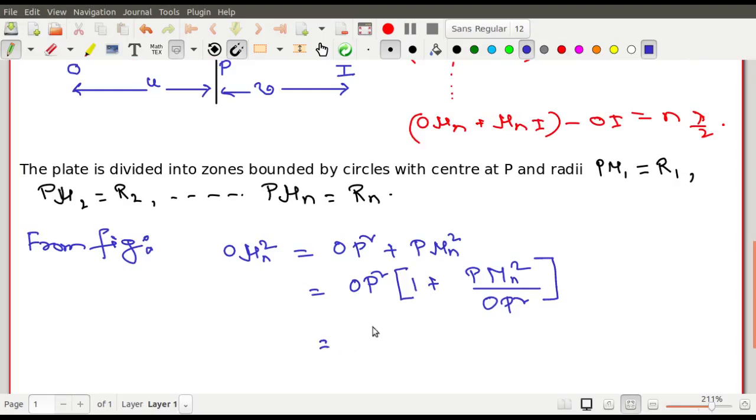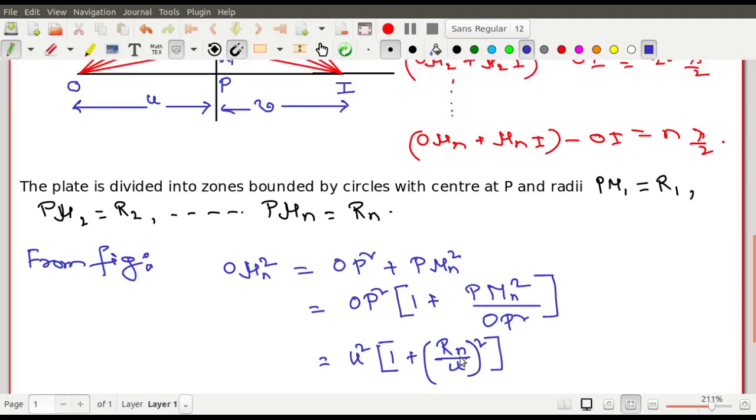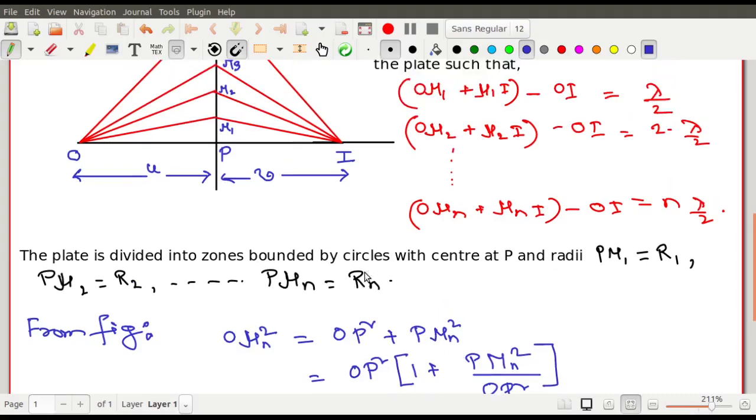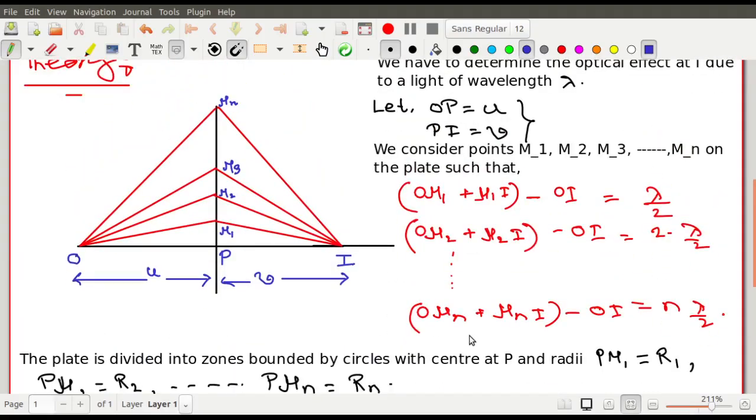Next you may write OP, you have already taken it to be U. So 1 plus, and this one you may write as Rn by U whole square. Because PMN is Rn, and OP you have already taken to be U.